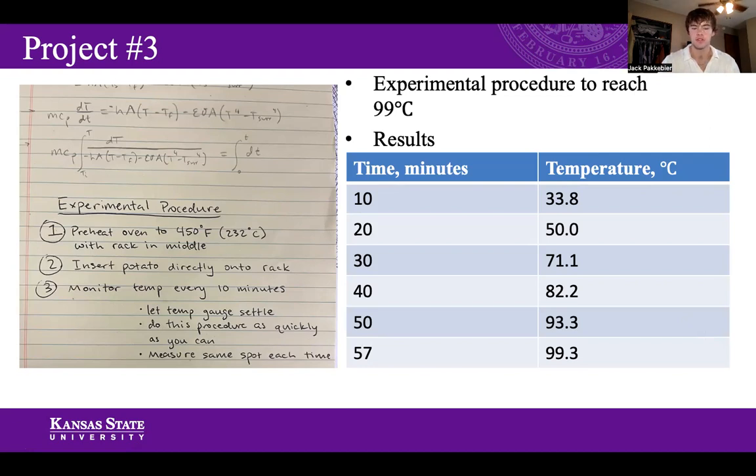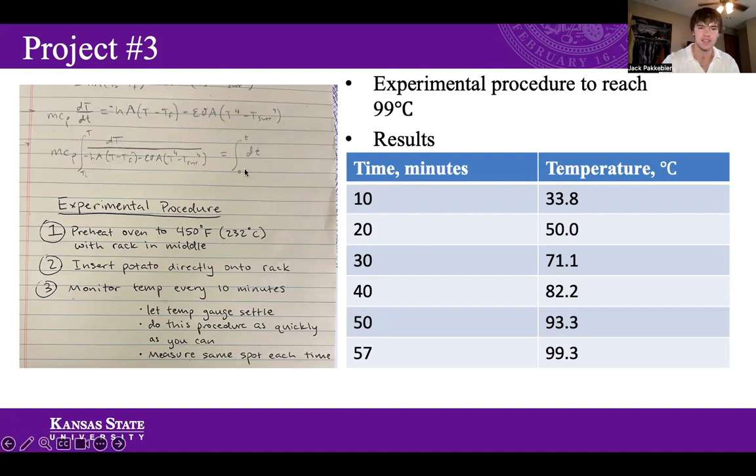all the way up until it is fully cooked. Some things about this temperature monitoring: whenever I would open the oven every 10 minutes, I'd place the gauge in the same spot each time and let the temperature gauge settle at a certain temperature, not while it was still increasing. Also, while I was doing this measuring, I wanted to do the procedure as quickly as possible. And I'll mention some of the sources of experimental error that could come with my experimental procedure.